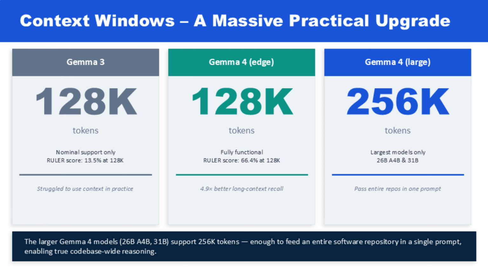In short, we see the context length comparison. Gemma 3 had 128K, but just on paper; it can handle 13.5% of that, and we have here a 5 times increase in Gemma 4, and in the large models, 256K. That is the big improvement that we talked about earlier.